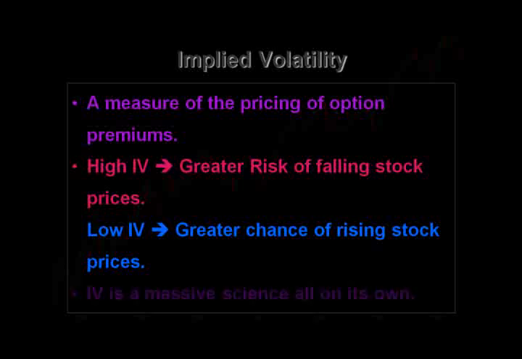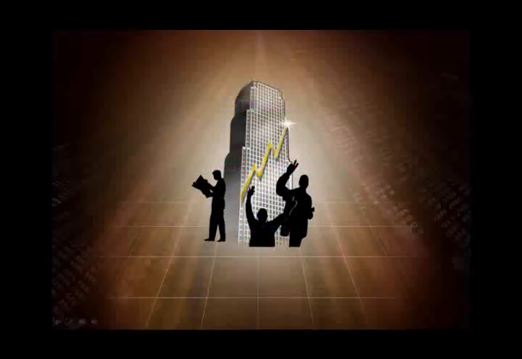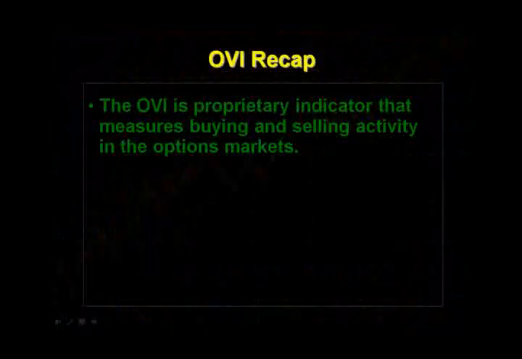So high risk is associated with stock prices falling, and low risk is associated with stock prices rising. Now, that's a very simple way of explaining implied volatility, and in fact it's a very simple way of explaining all of options. Implied volatility in particular is a massive science all on its own. So that covers the academic part of the OVI. Let's just do a quick recap here so that we can then go on to more exciting stuff.